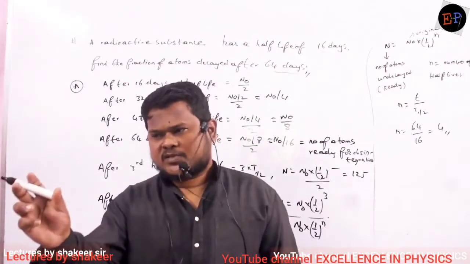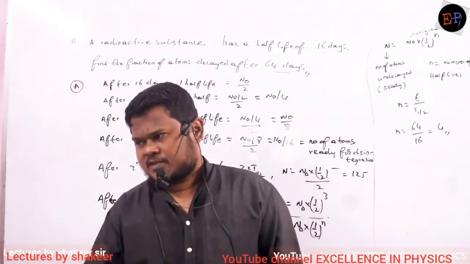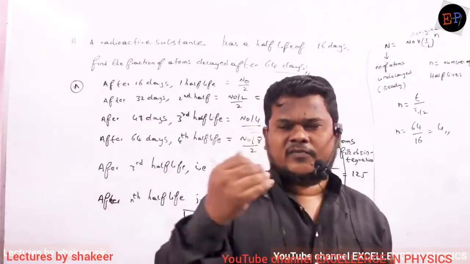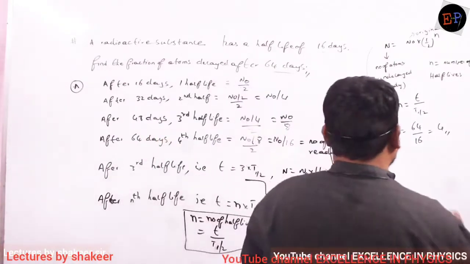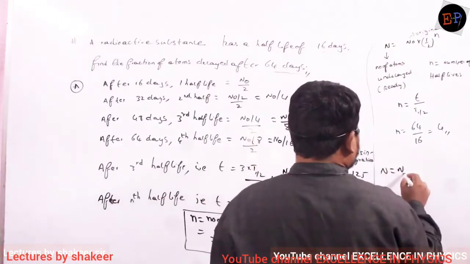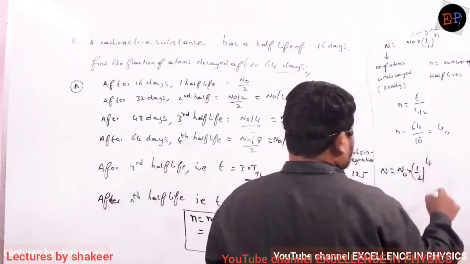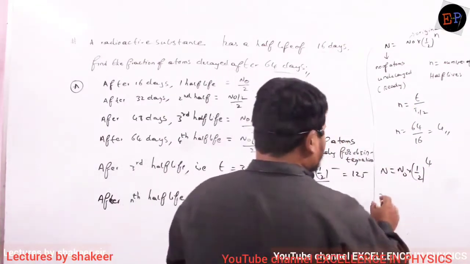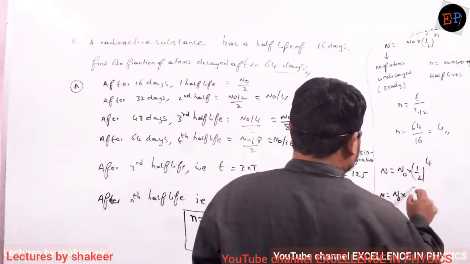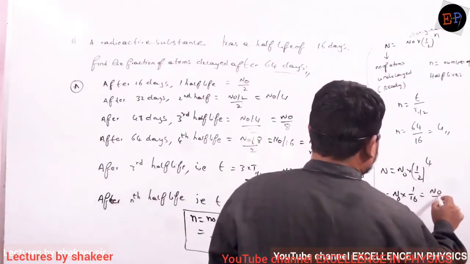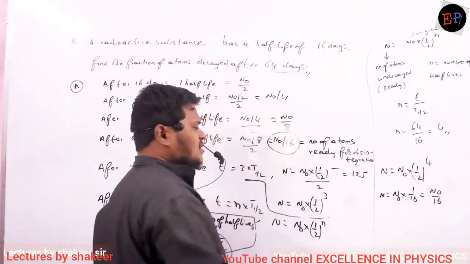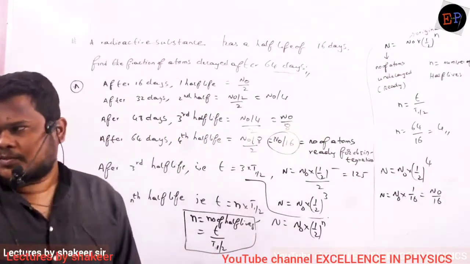Are you able to understand? Total time is 64. Time taken for each half-life is 16. So 64 by 16, 4 half-lives are completed. Now substitute in this equation. So N is equals to n0 multiplied by 1 by 2 power 4. So N is equals to n0 multiplied by 1 by 16, so n0 divided by 16. So same answer I got once again. Are you able to understand?